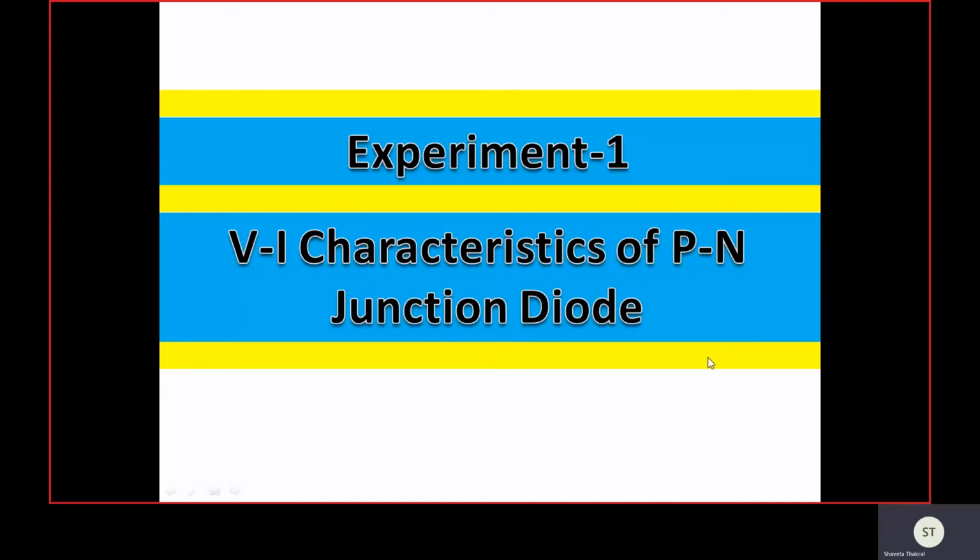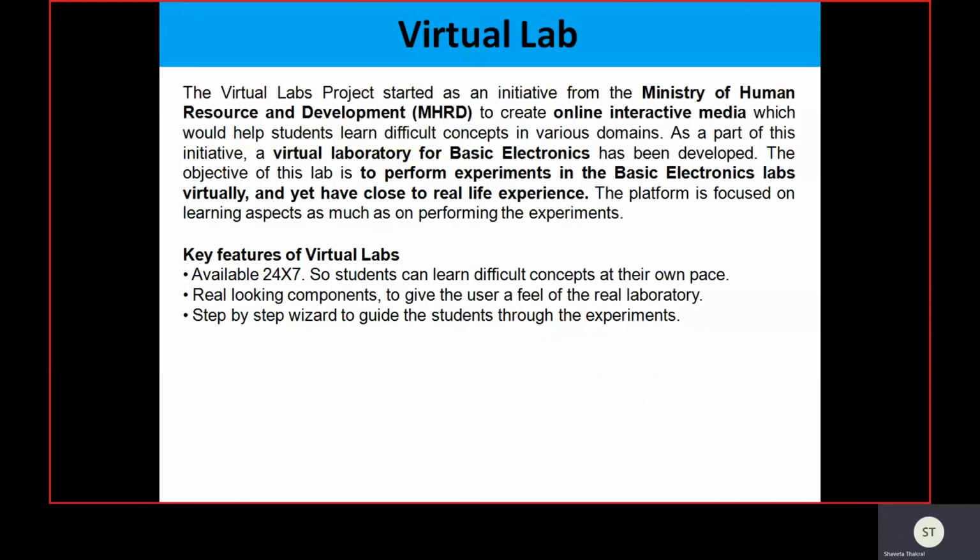Today we are going to perform an experiment via a virtual lab platform, and the aim of this experiment number 1 is to draw the VI characteristics of PN junction diode. Basically, we are going to perform the experiment via virtual lab, and this virtual lab project started as an initiative from the Ministry of Human Resource Development, MHRD, to create online interactive media which would help students learn difficult concepts in various domains.